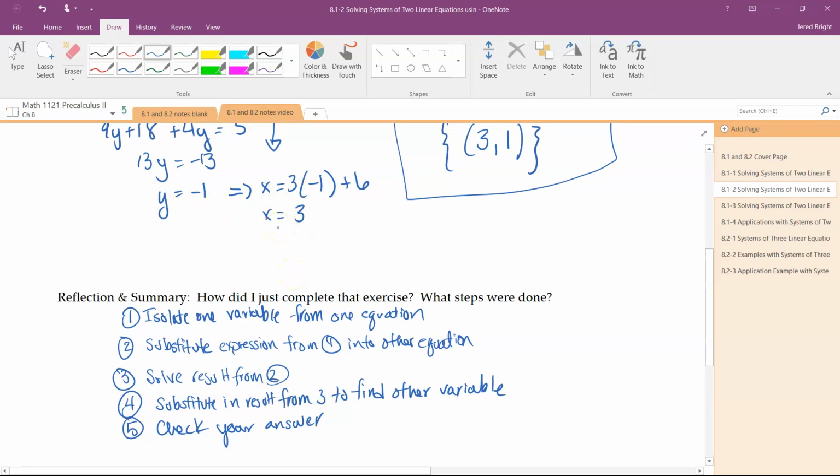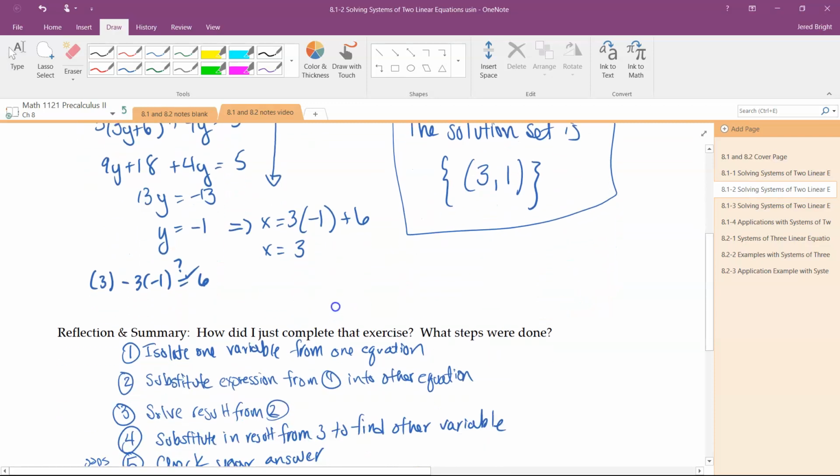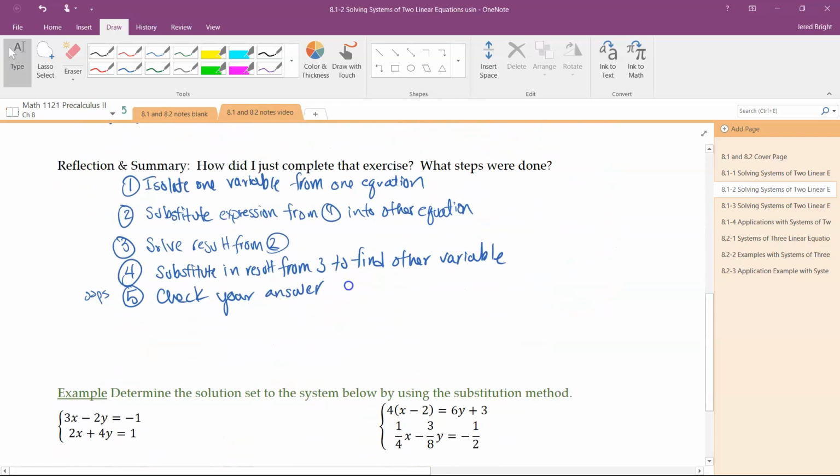And then lastly, and I didn't do this, oops, we should always check our answer. This is as simple as taking equation 2 here and checking: is 3 minus 3 times negative 1 equal to 6? And sure enough, it does check out. So you should always check your answer. That way you make sure that you have the right answer.